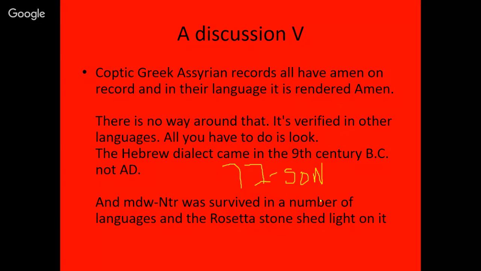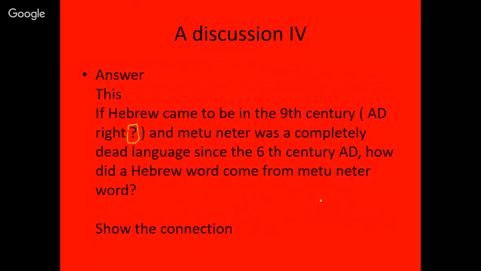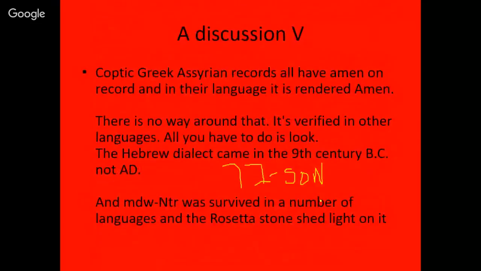The Hebrew dialect came in the 9th century BC, not AD. I knew that's what the person wanted to say, but I just wanted to say it with a question mark in the beginning in the other slide, as we see right here, with the part still circled. I did that on purpose. Now, let's look at this. And Metuneta survived in a number of languages, and the Rosetta Stone shed light on it. Let's go in, brothers and sisters.